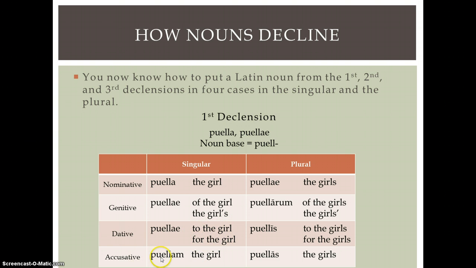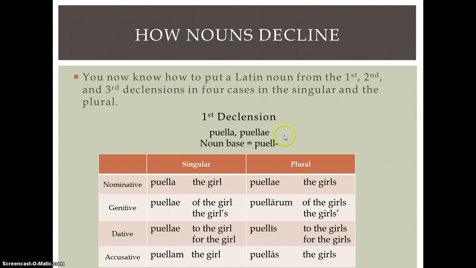And the accusative, because it is a direct object, just translates like the nominative: the girl. And then the same in the plural. Puellae, the girls. Puellarum, of the girls or the girls', S apostrophe. That shows plural possession in English. Apostrophe S shows singular possession in English. Puellis, to or for the girls, and then puellas, the girls.